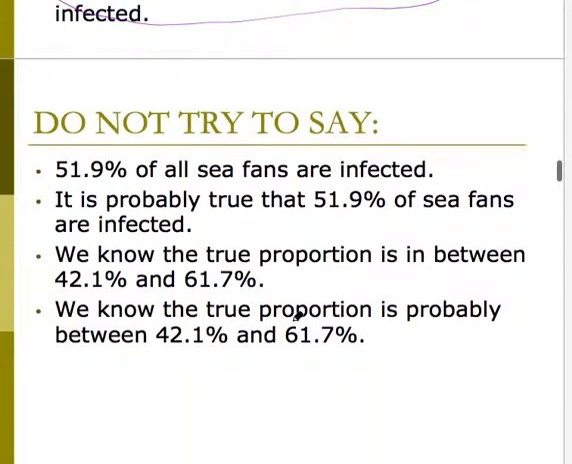All right, so here's a list of what not to say. So don't say any of these things. 51.9% of the CFANs are infected. Nope, we don't know that because we only looked at one sample. It's probably true. Well, we're not going to use the word probably at all in statistics. We know that the true proportion, well, we don't know that. We're 95% sure. Okay, we don't know anything. And we know the true proportion is probably between. Okay, so the words probably, the words no, we don't want that at all.